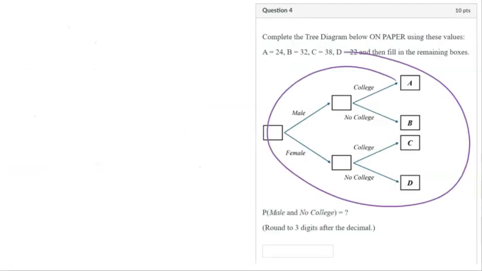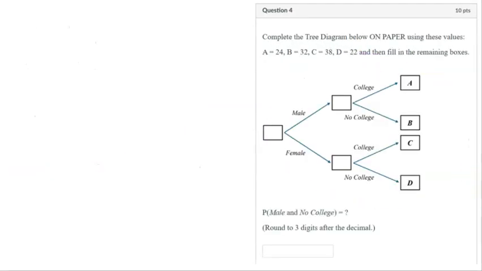All right, here's a tree diagram, and just like the last video, we have the branches. The total is broken up into male and female. So this number is all of the males, and this number is all of the females. Then we're going to break up the males into college and no college. So A is the males with college, and B is the males with no college. C is the females with college, and D is the females with no college. So that's 4 different categories.